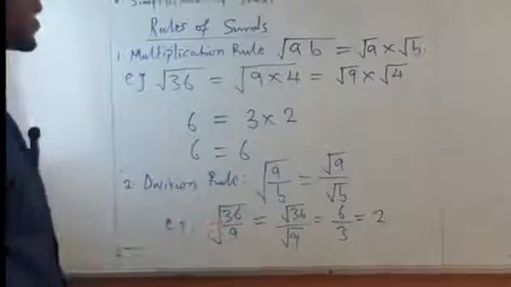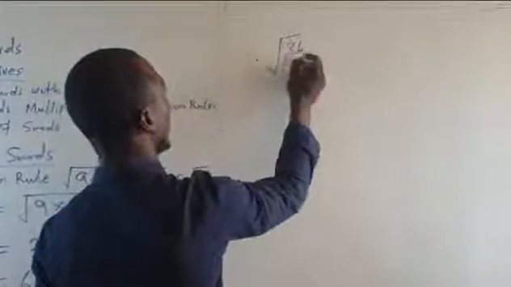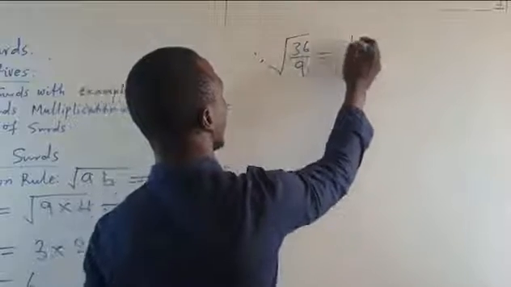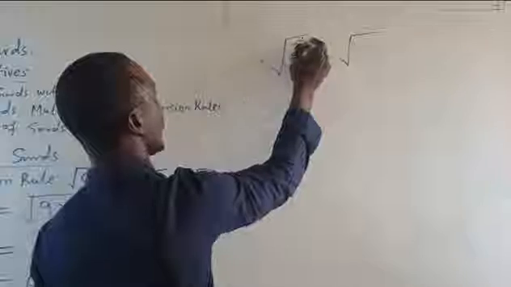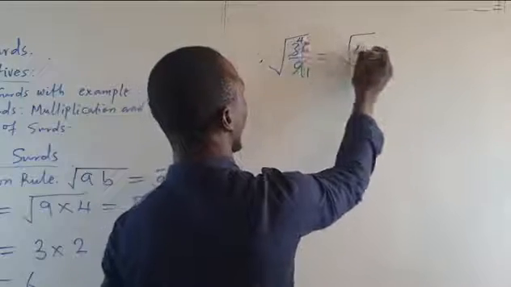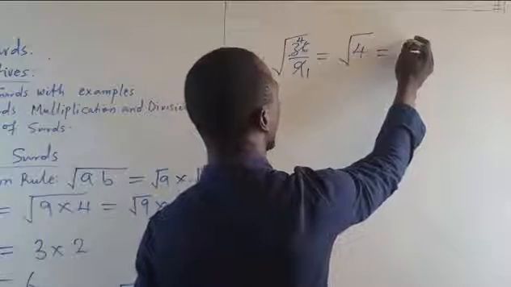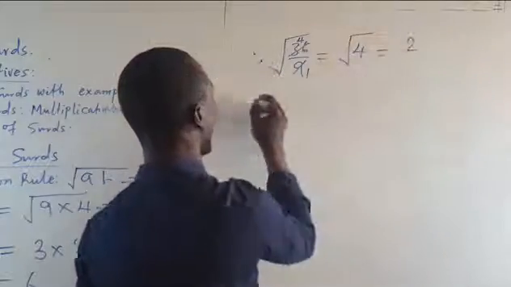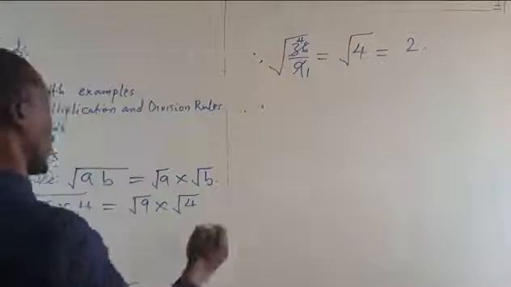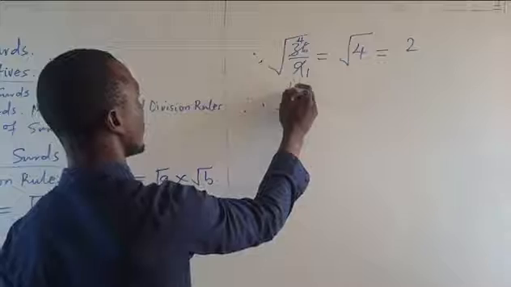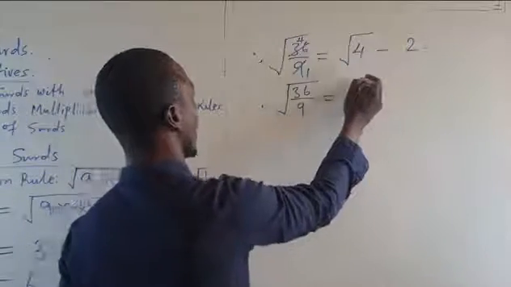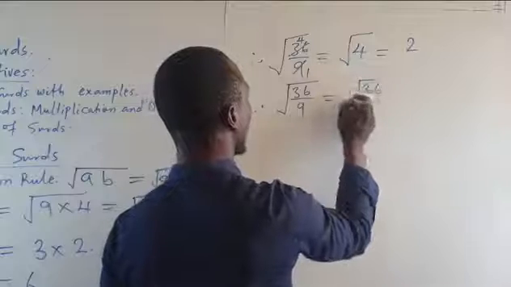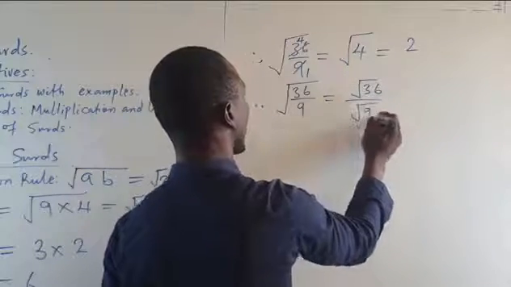So the square root of 36 over 9 is the same thing as the square root of 9 in 9, 1, 9 in 36, 4. So we have the square root of 4. And what is the square root of 4? 2. Therefore, you can now conclude that the square root of 36 over 9 is the same thing as the square root of 36 all over the square root of 9.